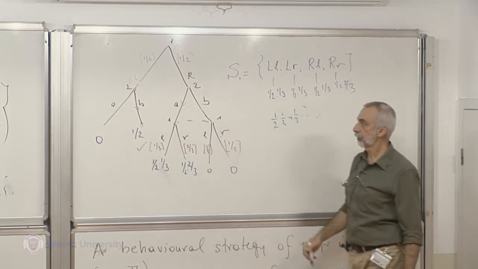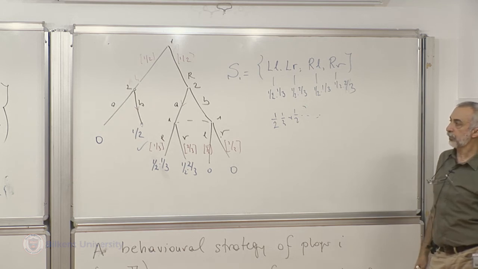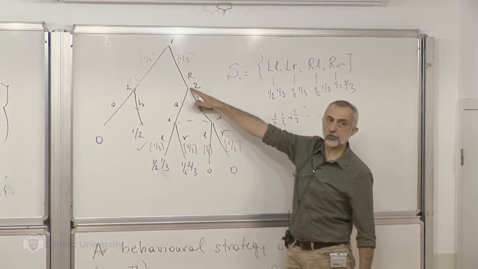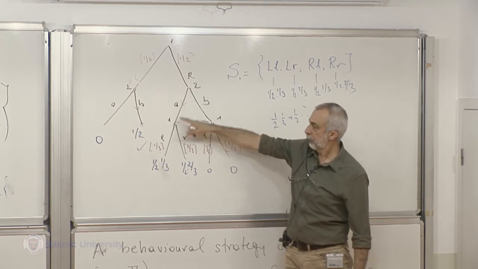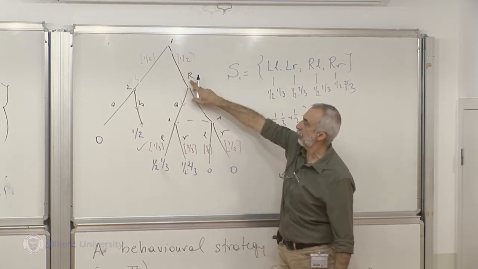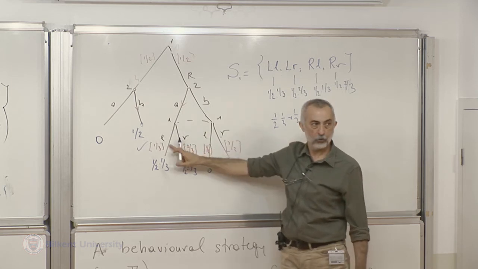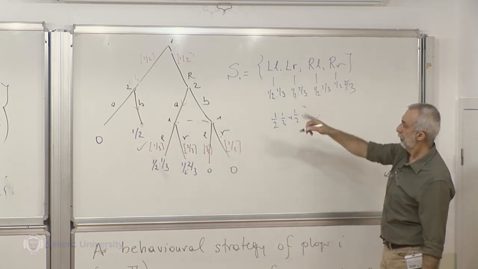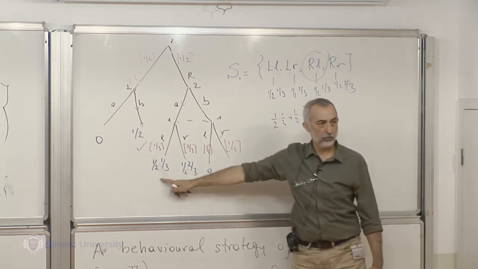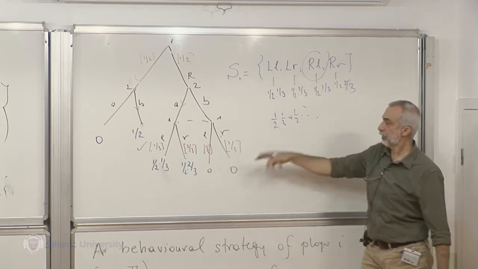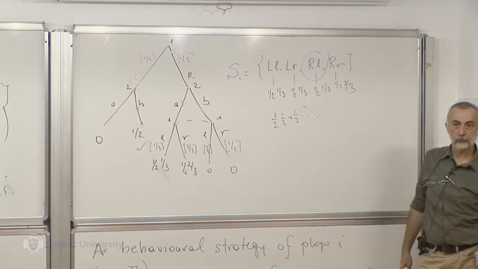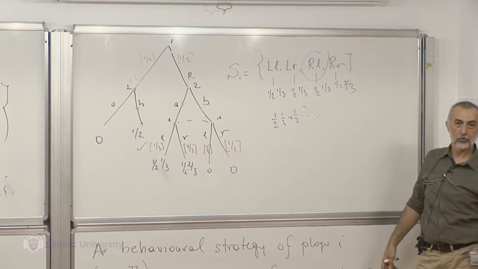What about this? That will be realized when player 1 uses this strategy and the strategy at which he plays R at the initial node and L at this node. That is, where's that? RL. It's this, which is exactly that number. And the same thing here. Okay? So, what did we do?